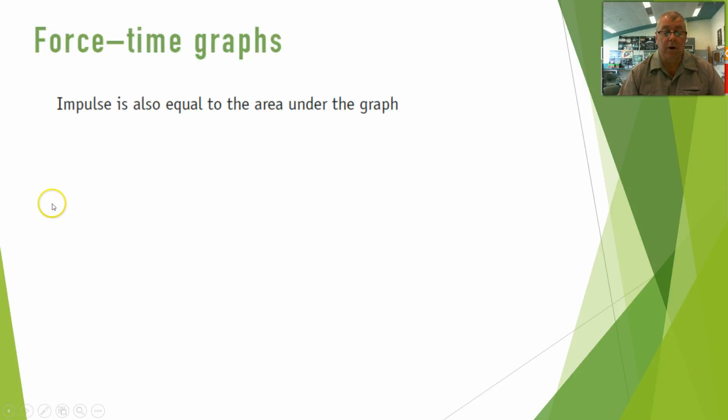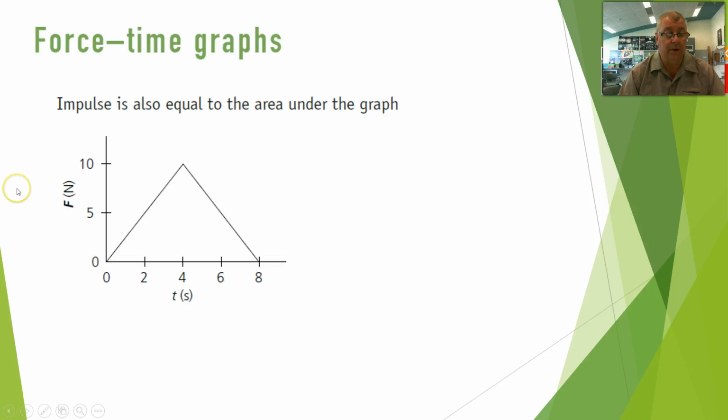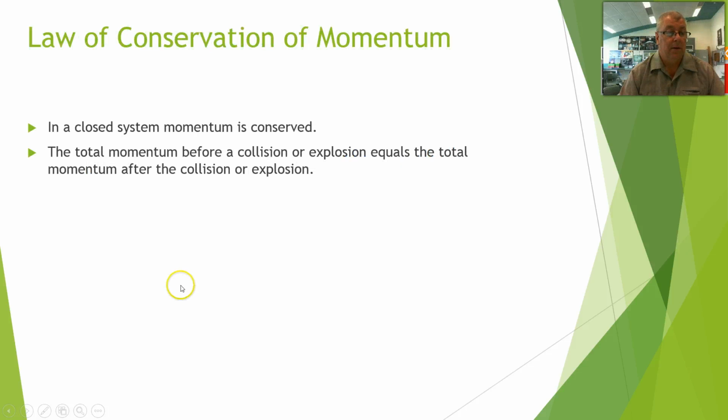Now on a force-time graph, the impulse is equal to the area under the graph, which is a useful thing to know because we sometimes give you force-time graphs. And so for this one you just work out the area of that triangle. And I think they got 40 newton seconds.